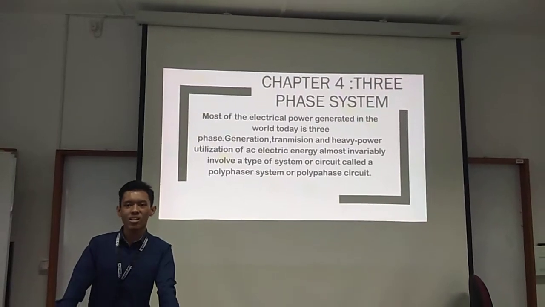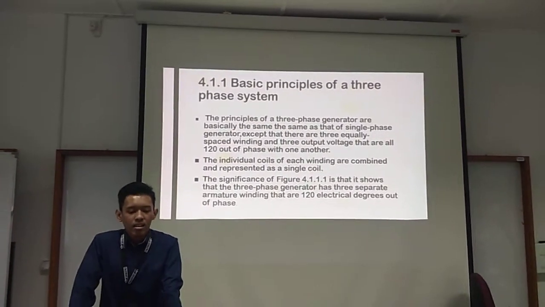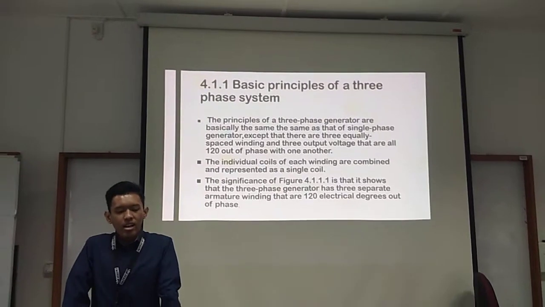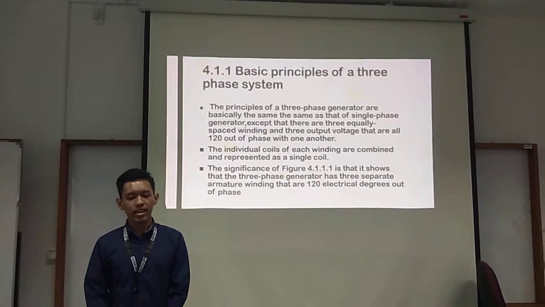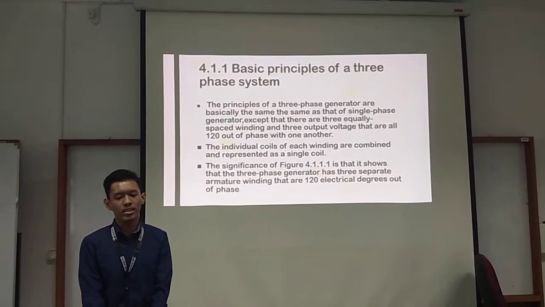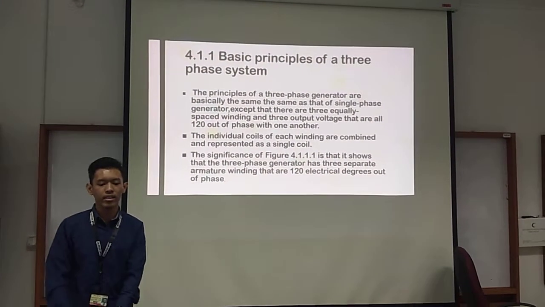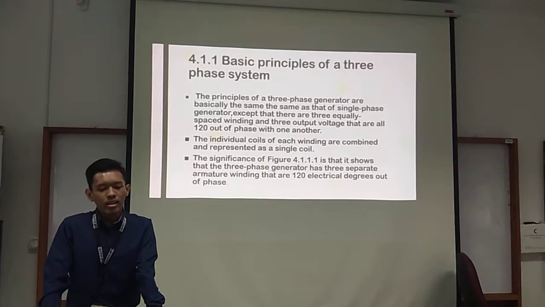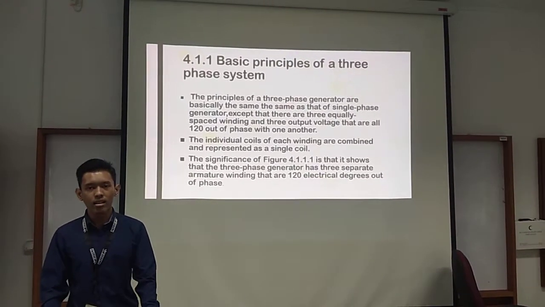I'm Haris, and I will talk about the basic principle of the three-phase system. The principle of a three-phase generator is basically the same as that of a single-phase generator, except that there are three equally spaced windings and three output voltages that are all 120 degrees out of phase with one another. The individual coils of each winding are combined and represented as a single coil.